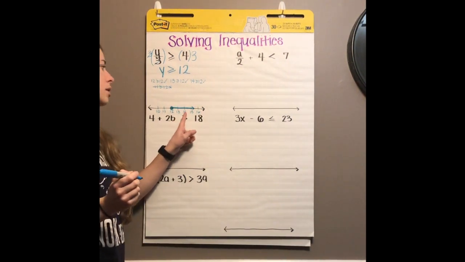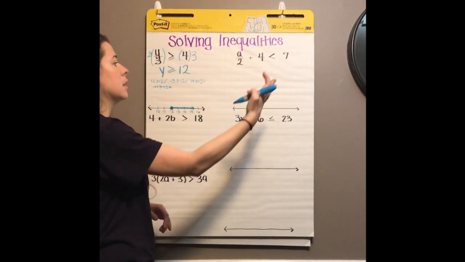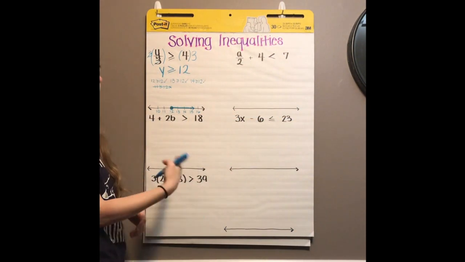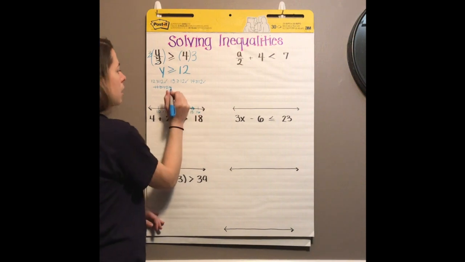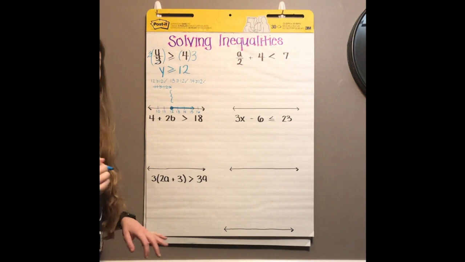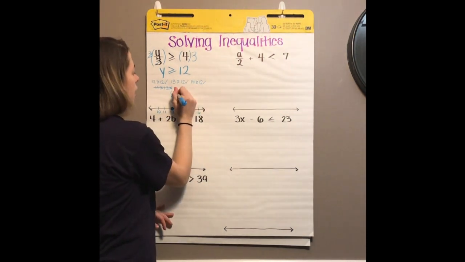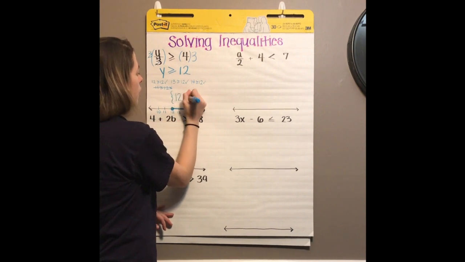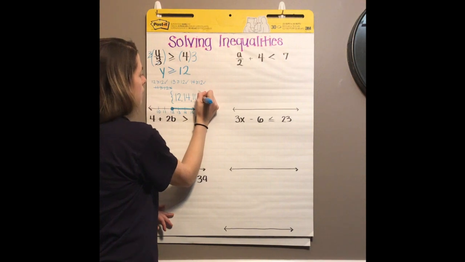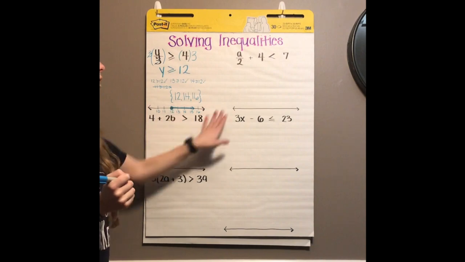So 13 works, 14 works, 15 works. 16, 17, 18, 100 would work, 200 would work. Any number that was bigger than or equal to 12 would work. Sometimes you'll see these little brackets and you'll have a possible solution set. So you could say that 12, 14, and 16 were possible solutions because each one of those numbers is included in this range.